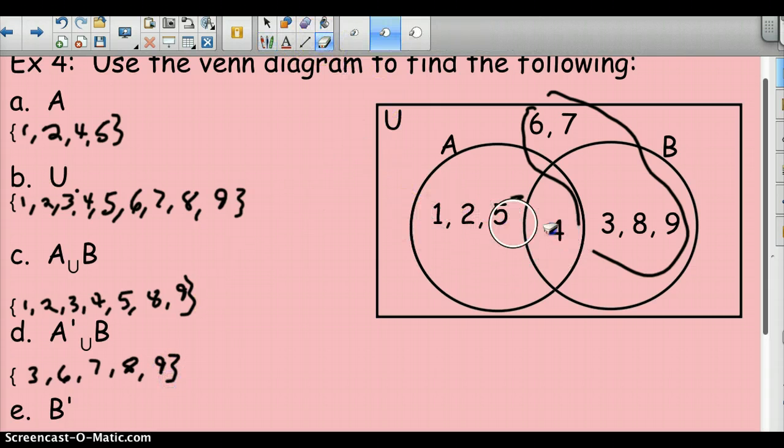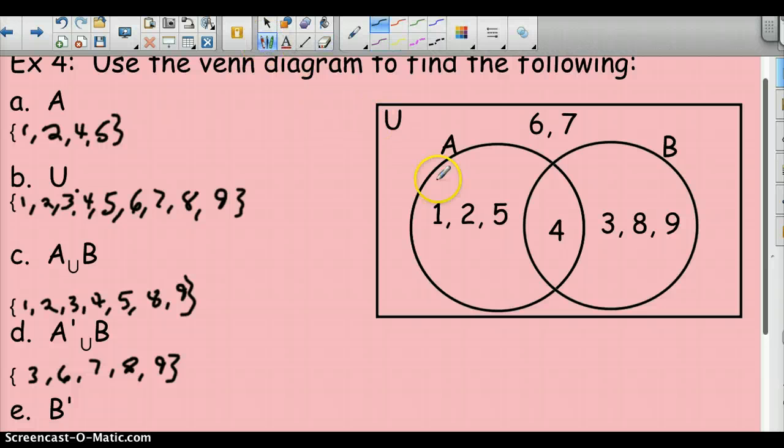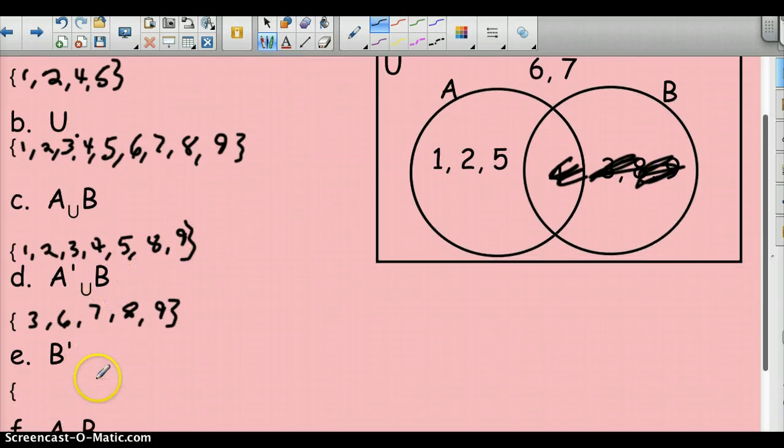Moving on from there. Next example is B complement. As we look for B complement, well, here's B. B complement is all elements that are in the universal set that are not in B. So I'm going to strike out everything in B, and therefore everything else that's there, the 1, the 2, the 5, the 6, and the 7, are all in B complement.